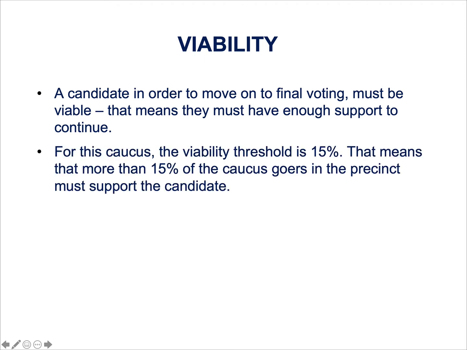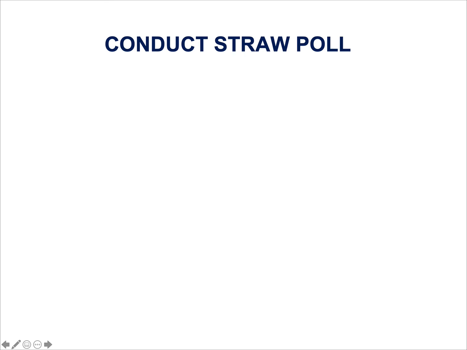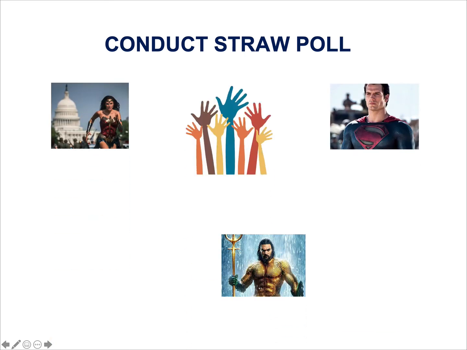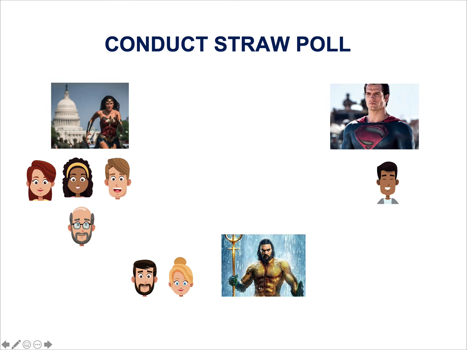For this caucus, the viability threshold is 15%. That means that more than 15% of the caucus goers in the precinct must support the candidate. If a candidate has less than 15%, they cannot receive any delegates. So the first step is to conduct a simple straw poll, and that's just a show of hands. And in our case, Wonder Woman gets 4 votes, Aquaman gets 2, and Superman gets 1.